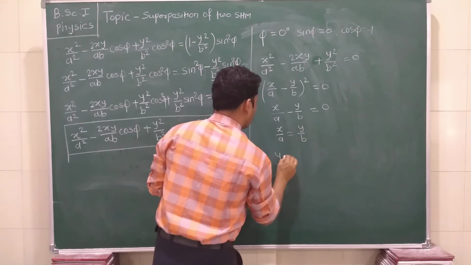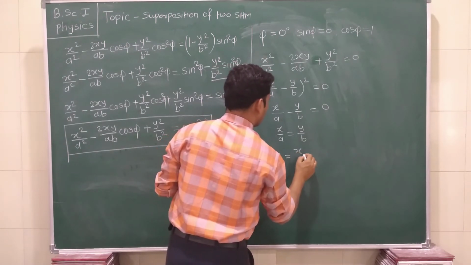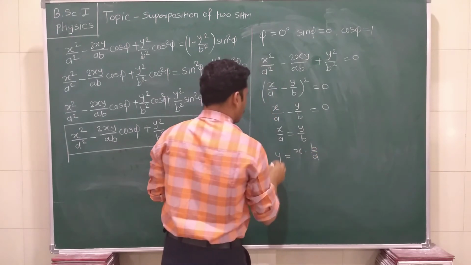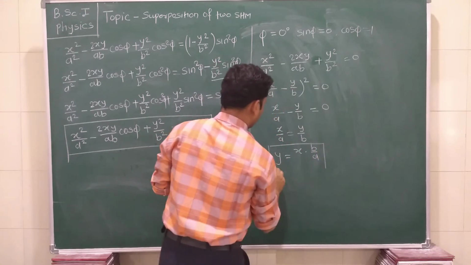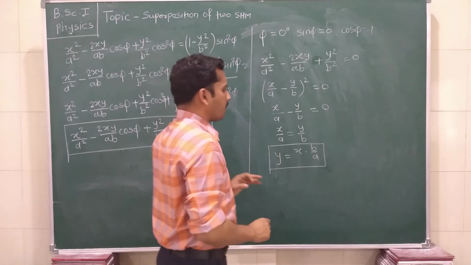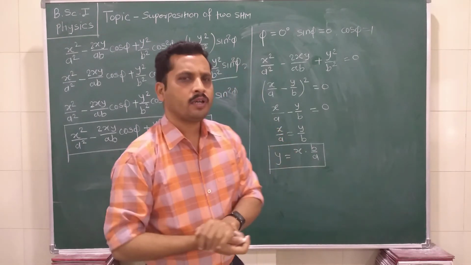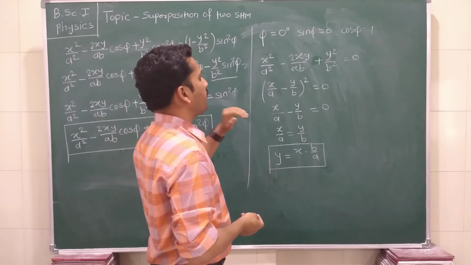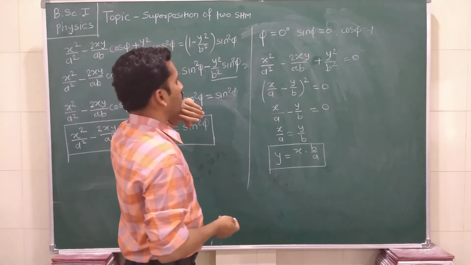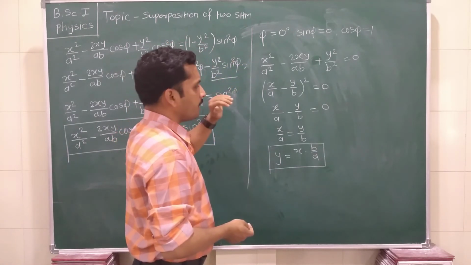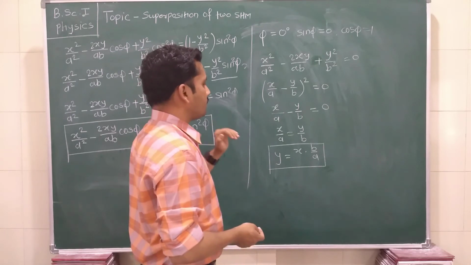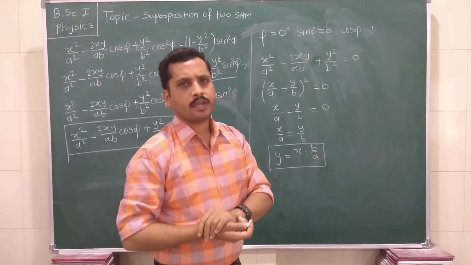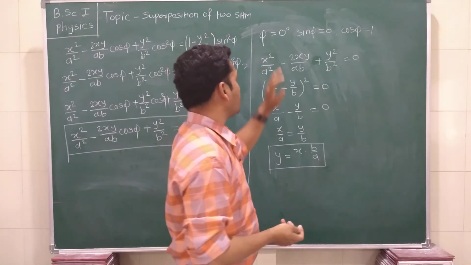So y is equal to x multiplied by b/a. So what is this? This is the equation of a straight line. So when the phase difference between the two simple harmonic waves which are mutually perpendicular to each other is equal to 0, then the path followed by the particle is nothing but a straight line having a slope equal to b/a. So this is for angle 0 degree.